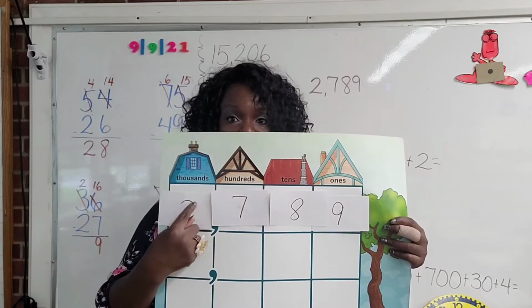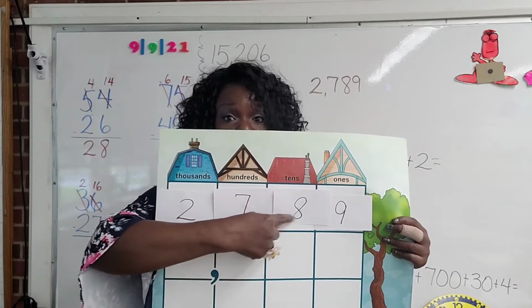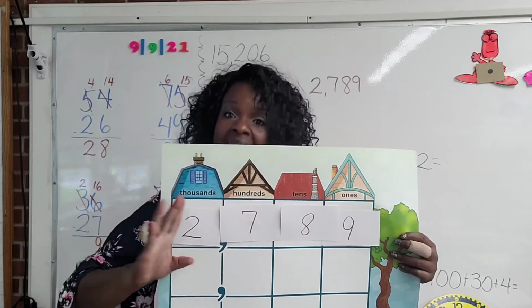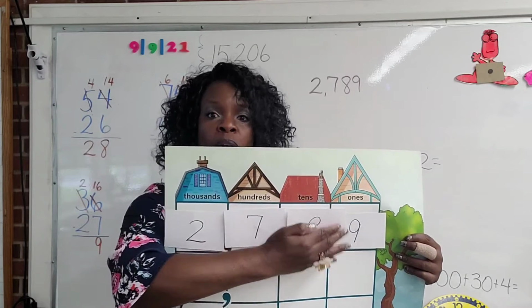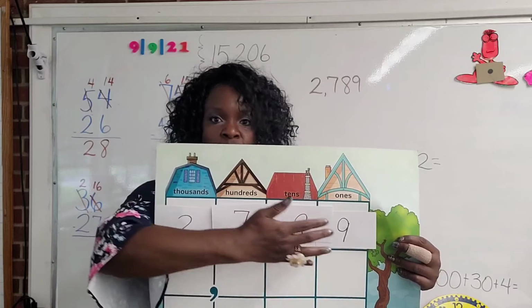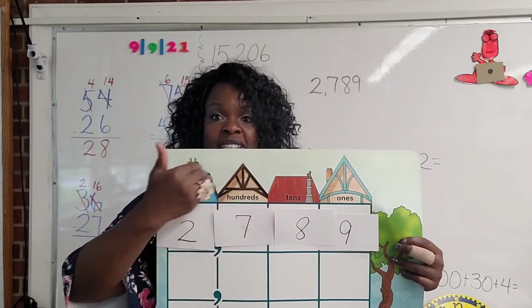2,789. Thousands place, hundreds place, tens place, ones place. We always start from the right and go to the left. We say it from left to right, but when we're looking at our place value, it's from right to left. We start with our ones, tens, hundreds, thousands.